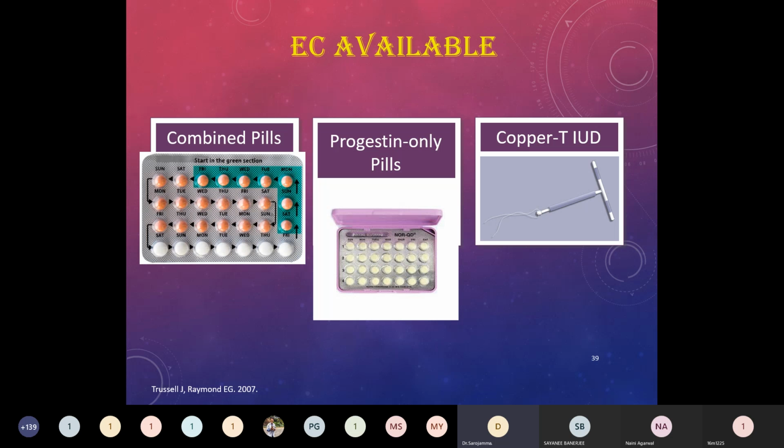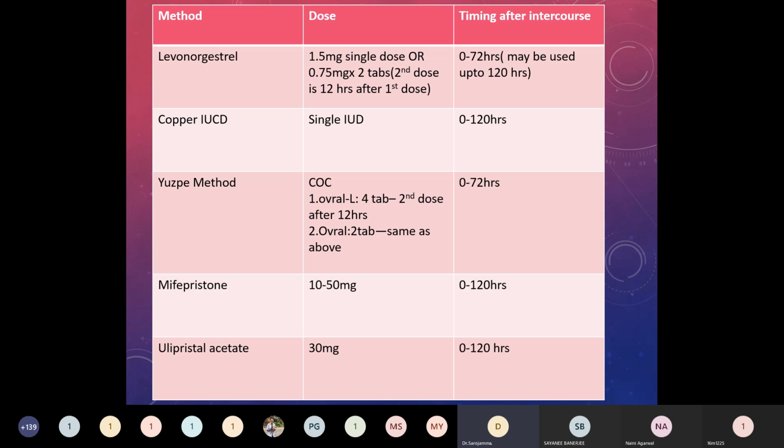Methods available are, as you see here, combined pills, progesterone only pills, and copper IUCD, not LNG IUCD. Levonorgestrel is the most commonly used method. It's also called Plan B and Plan B plus. Plan B is 0.75 milligram, 2 tablets: the first tablet within 72 hours and the second tablet after 12 hours. And 1.5 mg, that is Plan B plus, is a single dose. It can be used up to 5 days, that is 120 hours, but with reduced efficacy.